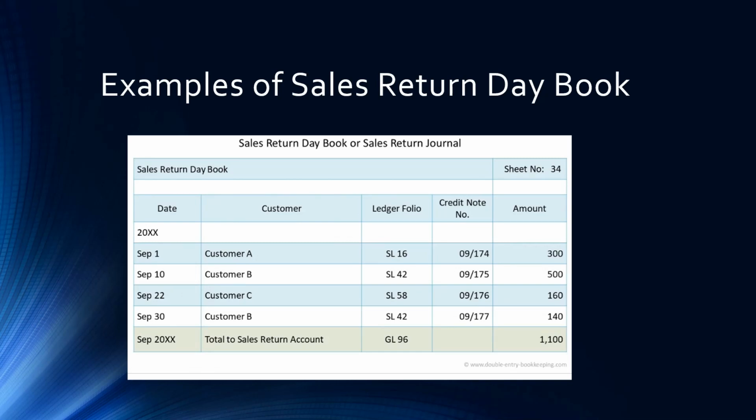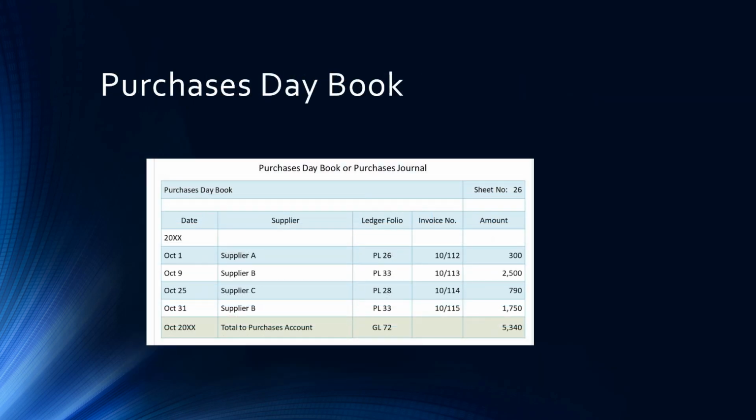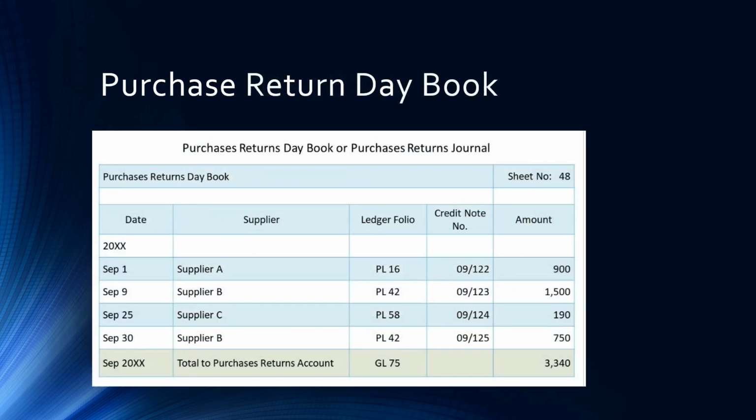Right? Here's a sales return. If they're returning items, you record it in this sales return day book, and then it's eventually going to be transferred to journal entries. And obviously, purchase day book. When you make purchases, you're recording it in your purchase day book so that you can actually have records for future use when you want to transfer it to journal entries. Purchase returns, similar, same thing.